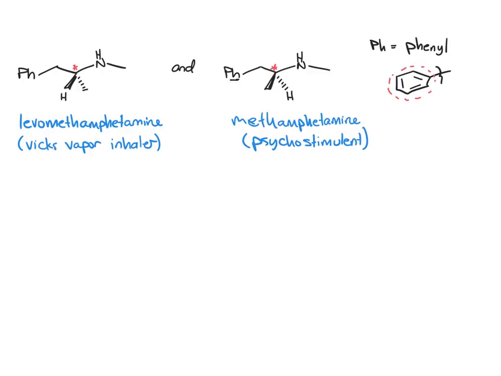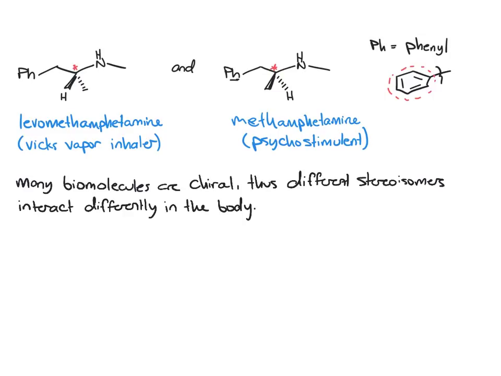And again, this kind of hammers home the point that biomolecules in our bodies are chiral. The active sites, they're designed specifically with certain shapes so that certain molecules fit in there appropriately, and the different stereoisomers will interact differently with the biomolecules. So basically, biomolecules are chiral, thus different stereoisomers interact differently in the body. All right, now we've already essentially talked about this, but let's think about the relationship again between these two.